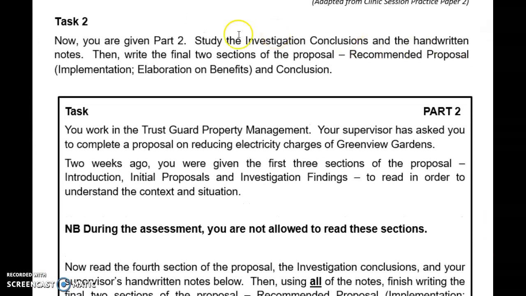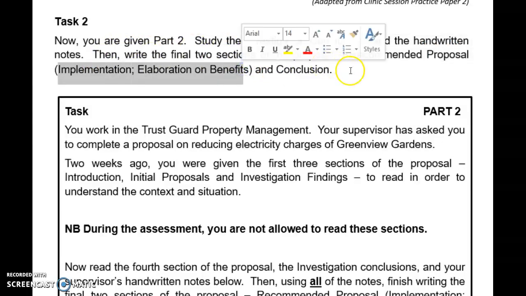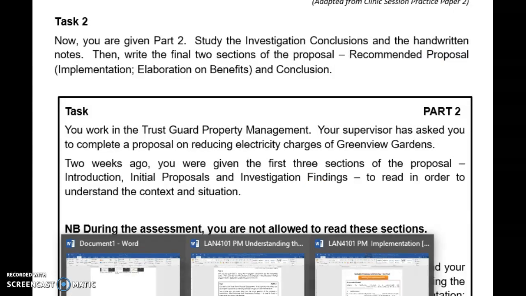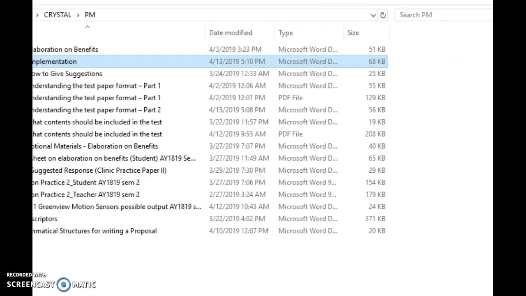Okay, now, the 2 big subsections, once again, number 1, Implementation, and number 2, Elaboration on Benefits. So after these 2 subsections, there will be a conclusion. And before these 2 subsections, there's one short paragraph called Recommend Proposal. So now let me show you the structure once again.